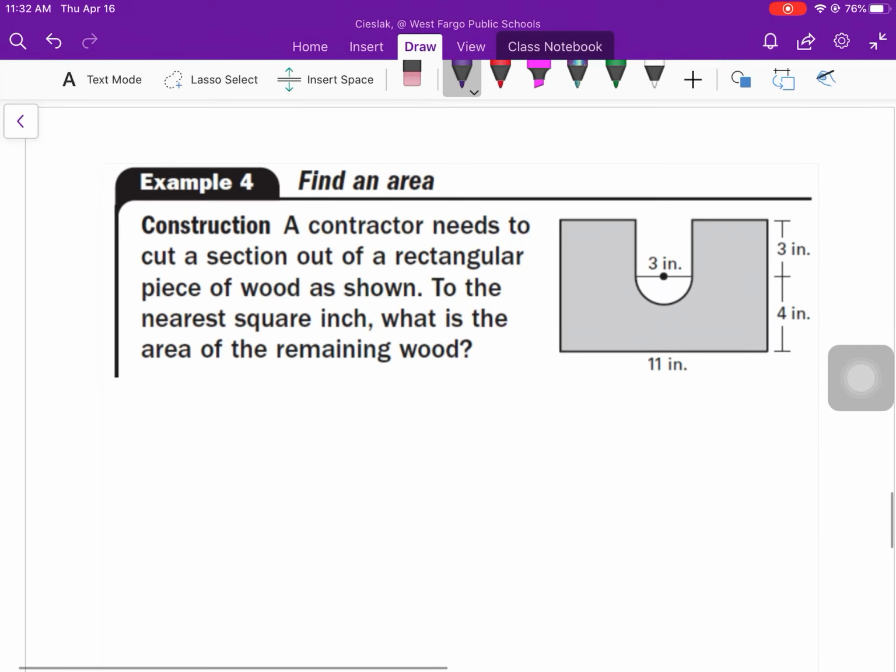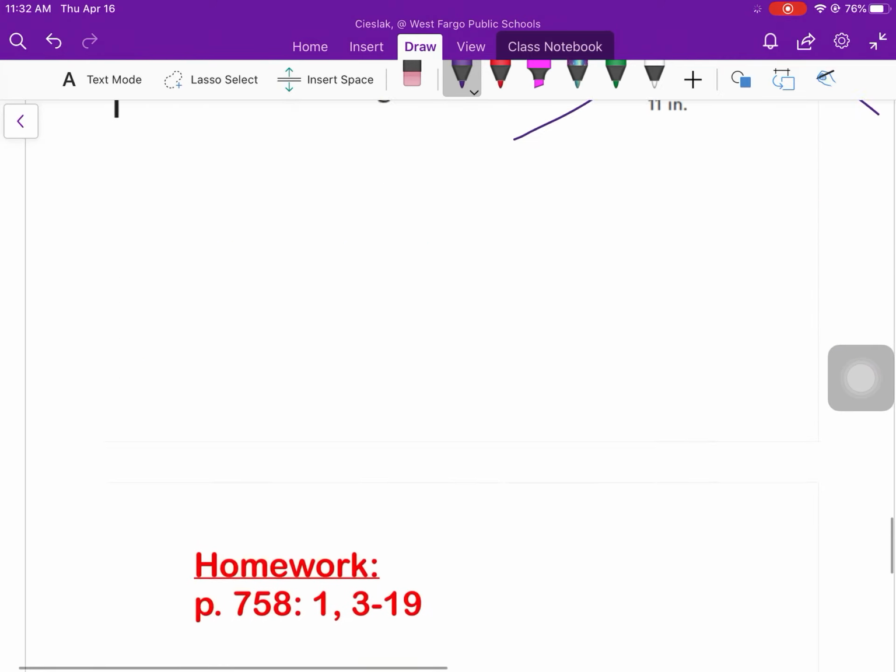We didn't test on the area chapter, so we're just going to skip this one.